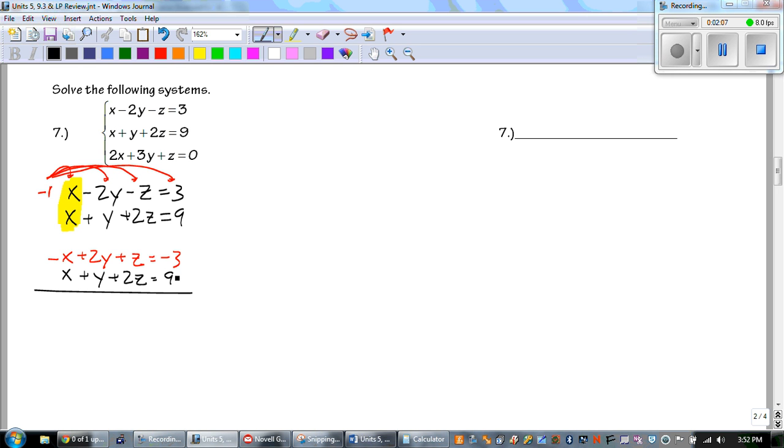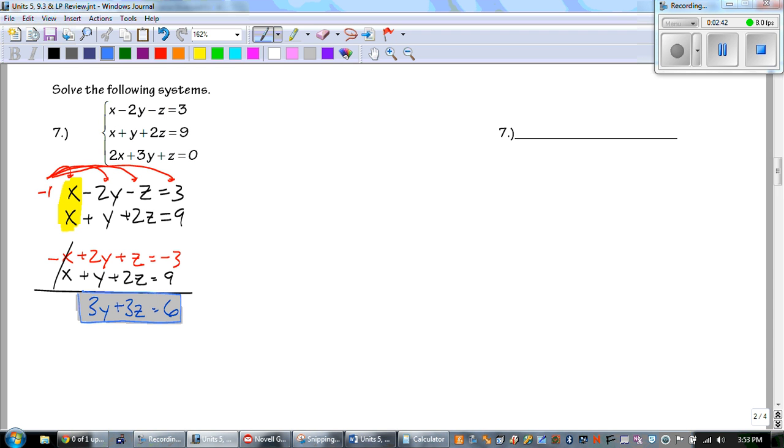And there we go. Just like I wanted, the x's cancel out. And now we add everything. So 2y plus y gives us 3y. z plus 2z gives us 3z. And -3 plus 9 gives us 6. And this is our new equation. This is very important. I'm going to make sure it stays right there and it stands out on my page.